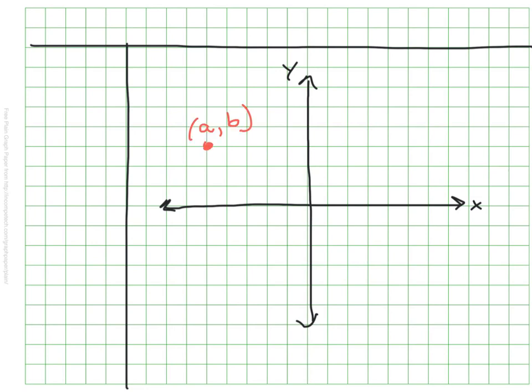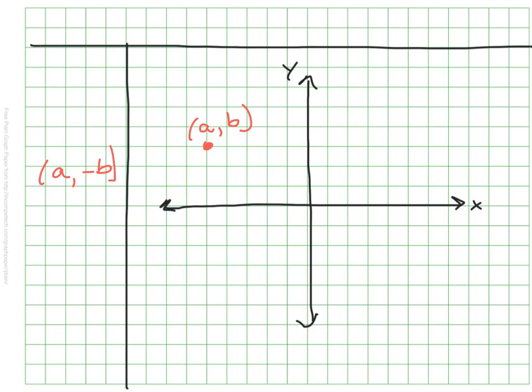I've plotted a point, and I know that my variable a represents whatever number it is along the x-axis, and b is representing the y value. So the question is now, where would I mark a, -b?